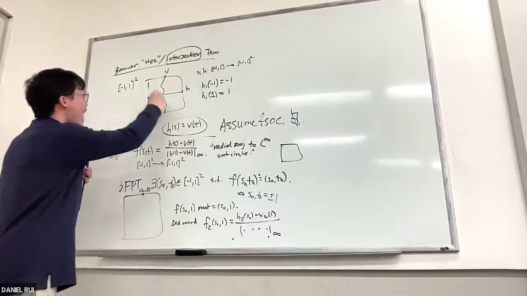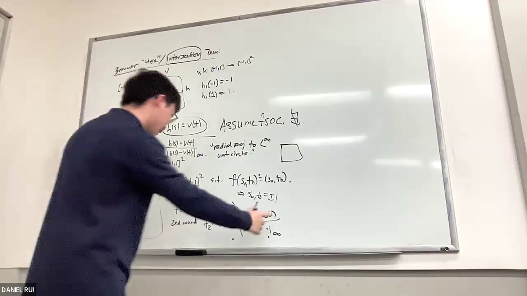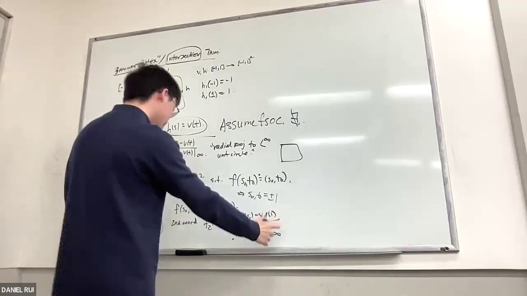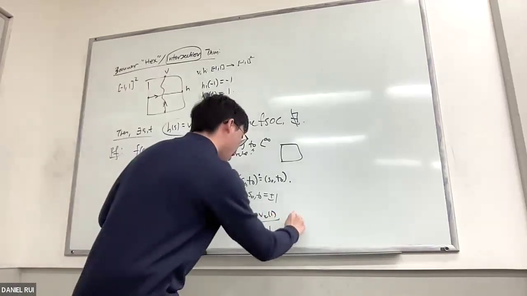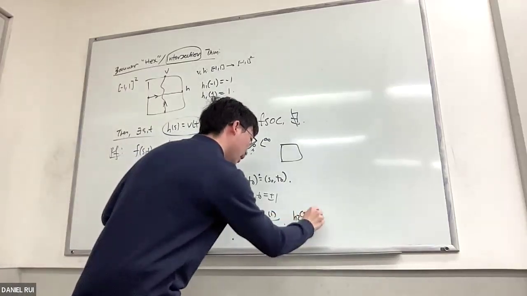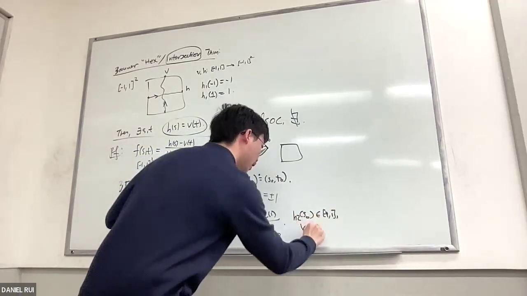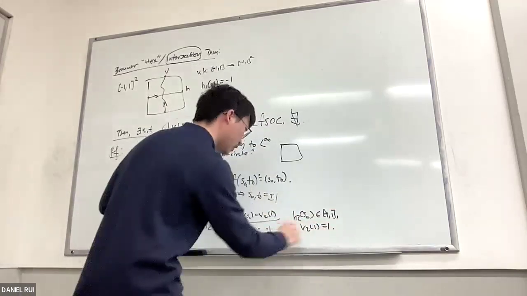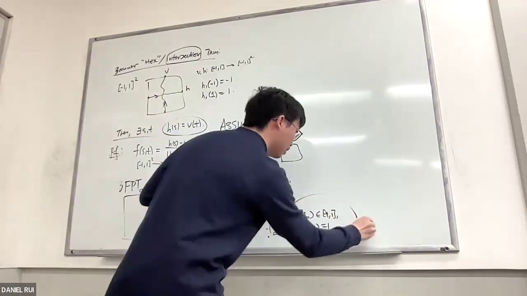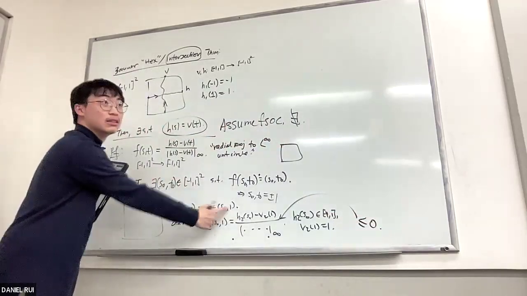I end at the top of the square. So h2 of S0 is in [-1, 1], and v2 of 1 is equal to 1. And so this quantity is less than or equal to 0. But I just promised you that it's 1. So that can't happen.